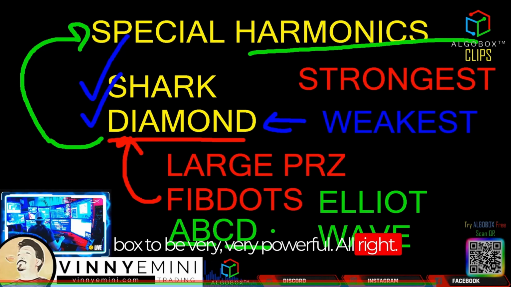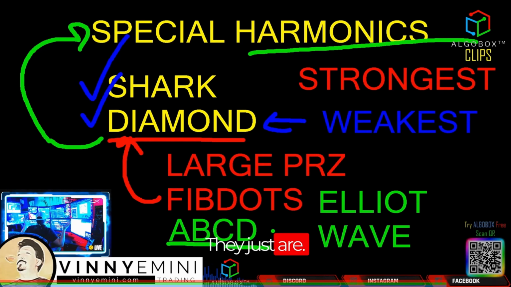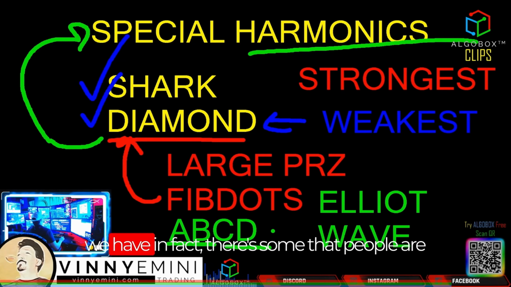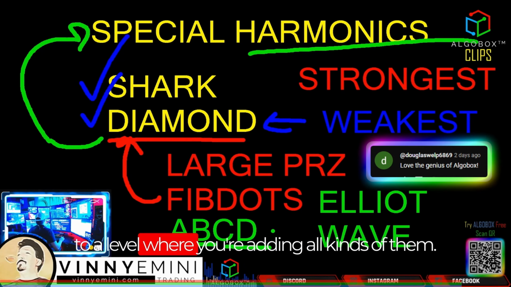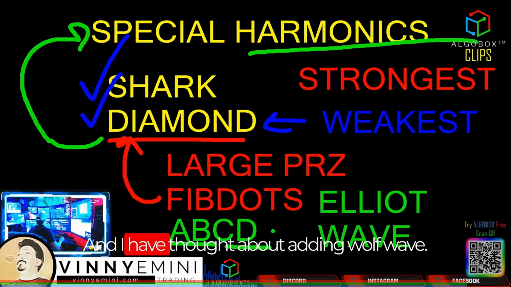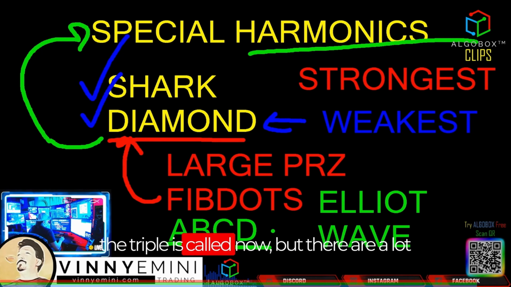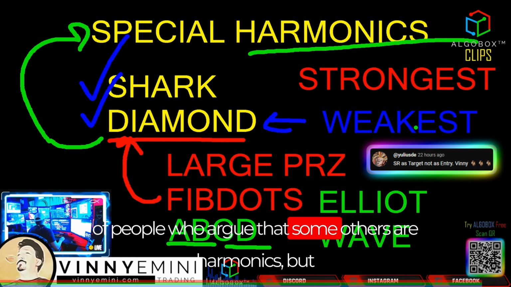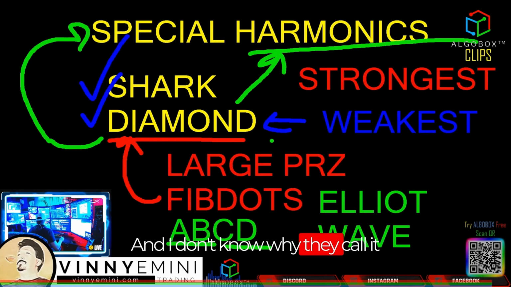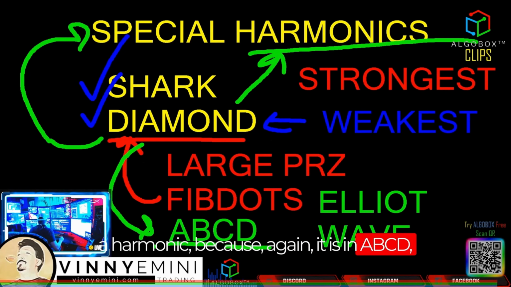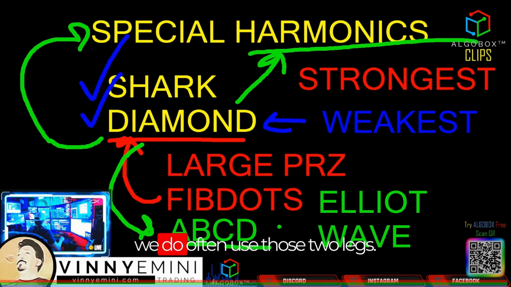You feel sorry for the bat and the crab. I know the bat and the crab, they just get a bad name. But yes, all of our little animal names we have. In fact, there's some that people are like, Vinny, why don't you add the wolf wave? And I'm like, you can get to a level where you're adding all kinds of them. And I have thought about adding wolf wave. Somebody was also wanting to do the, I forget what the triple's called now. There are a lot of people who argue that some others are harmonics. But again, some of them are actually other patterns, they're just renamed, like the diamond. And I don't know why they call it a harmonic, because again, it is an ABCD. Hence why it is one of the weakest, but it is in our repertoire, and we do often use those two.